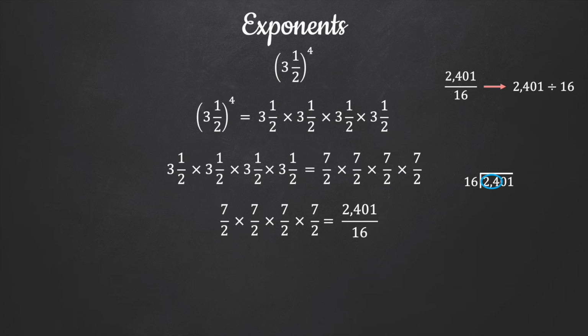16 goes into 24 one time because 16 times 1 is equal to 16. So we're going to go ahead and write the 16 underneath. 24 minus 16 is equal to 8.